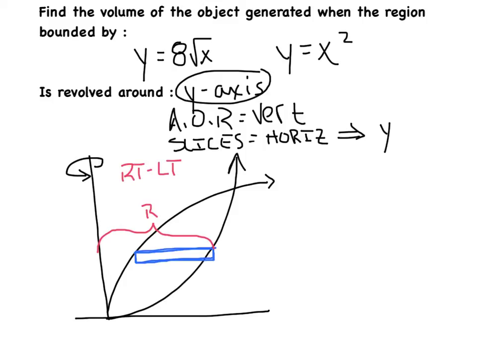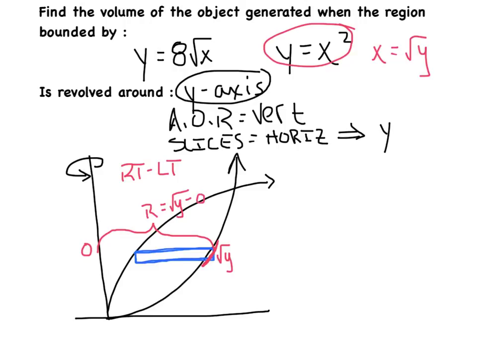Now, bear trap number one. What is this equation right here? We can't say y equals x squared anymore. We've got to solve for x. And the new name of this function is going to be radical y. So I'm going to say radical y minus 0, and that is the length of my outer radius.